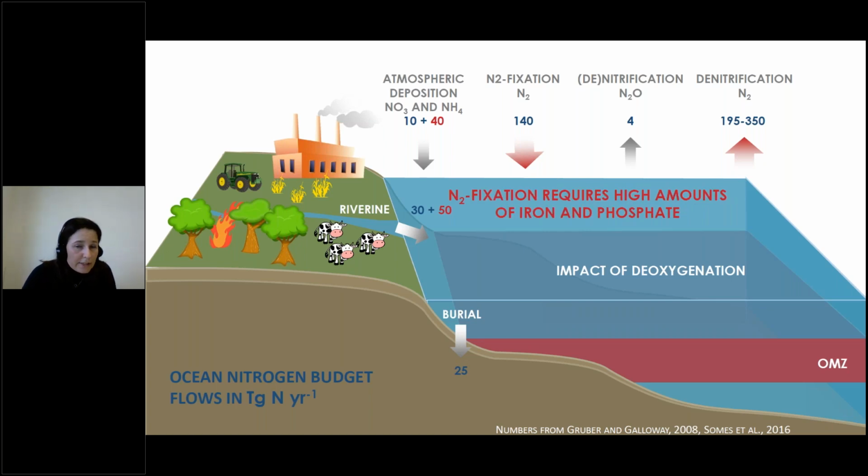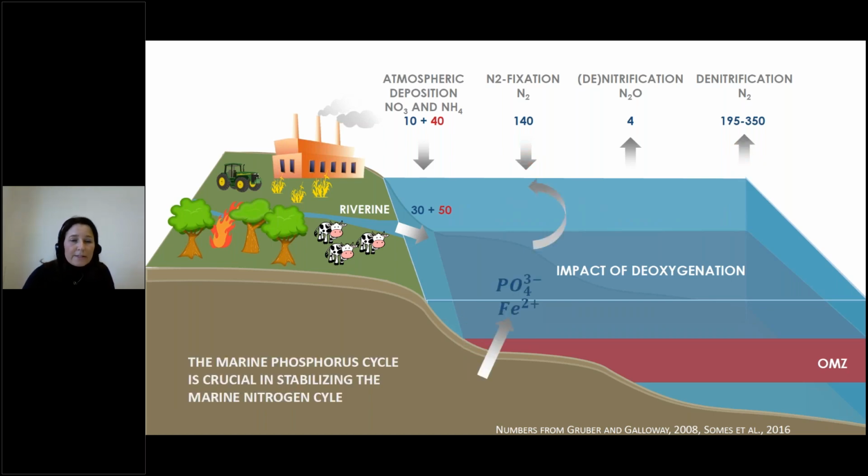We don't know. What we know is that the nitrogen fixation requires high amounts of iron and phosphates. But what we know as well is that in a region that is affected by deoxygenation, the sediment will release iron and phosphate, and this iron and phosphate can stimulate the nitrogen fixation. And so the marine phosphorus cycle would be crucial to stabilize the marine nitrogen cycle by making the nitrogen fixation able to compensate for denitrification. But so far, we don't know if it will happen or not.